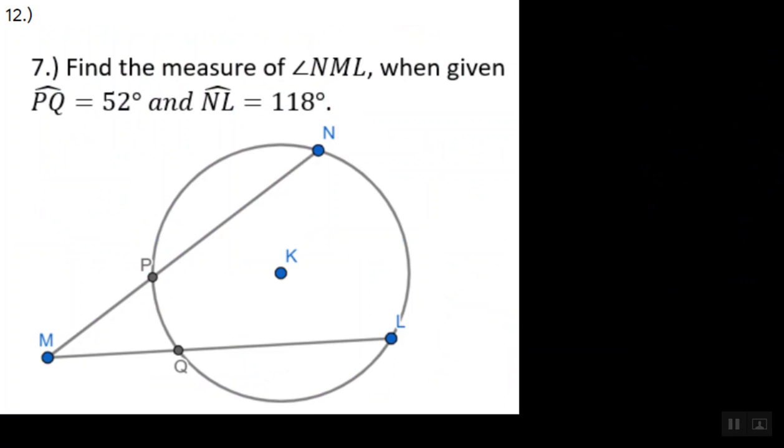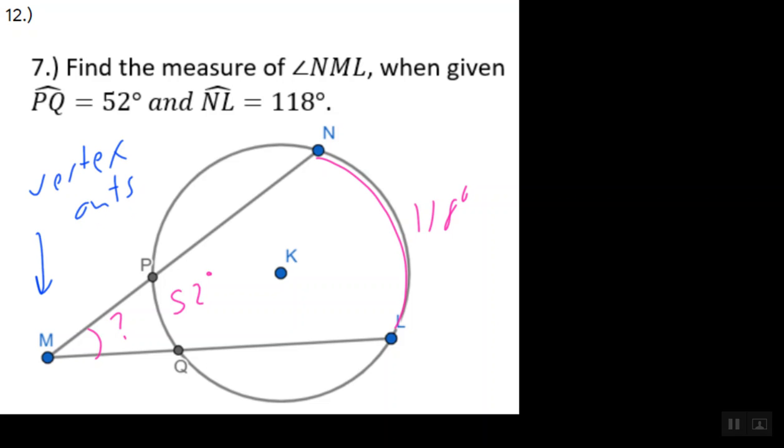Okay, for number 12, it says find the measure of angle NML. So let's see, there's NML. Put a little question mark there. When given PQ is 52 and arc NL is 118. Now let's notice a couple things here. One, this is a vertex that is outside. And two, the 52 is our smaller arc, so it must be arc Y. And 118 is our larger arc, so it must be arc X.